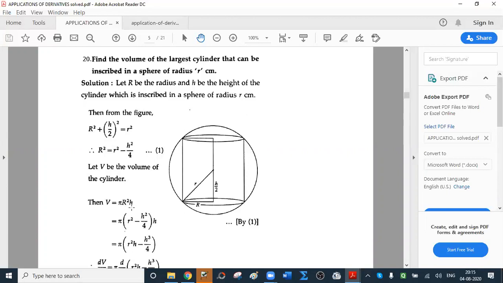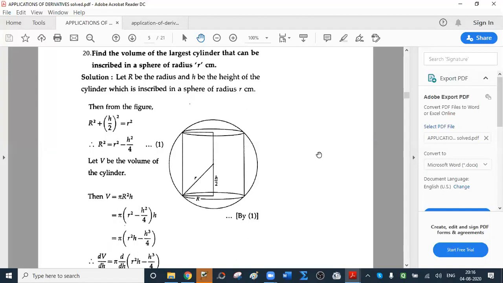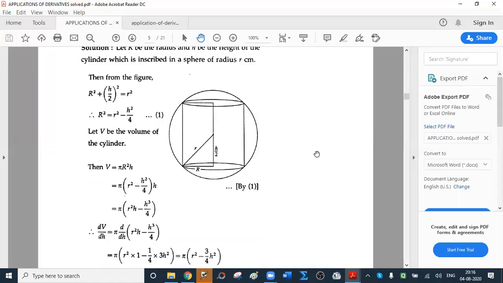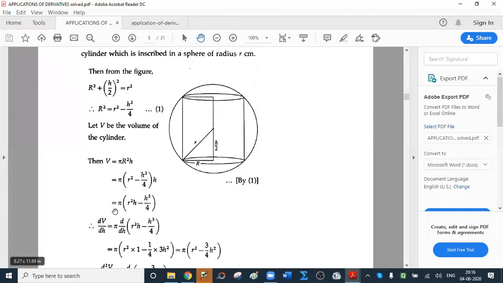Now some students ask me, sir, why not eliminate h? See, the reason is simple. Here it is R square. If you find h, then it will be a root, right? But R square is simply small r square minus h square by 4, right? So that helps in simplification. Now substitute the value of capital R square. You will notice that V is nothing but this.